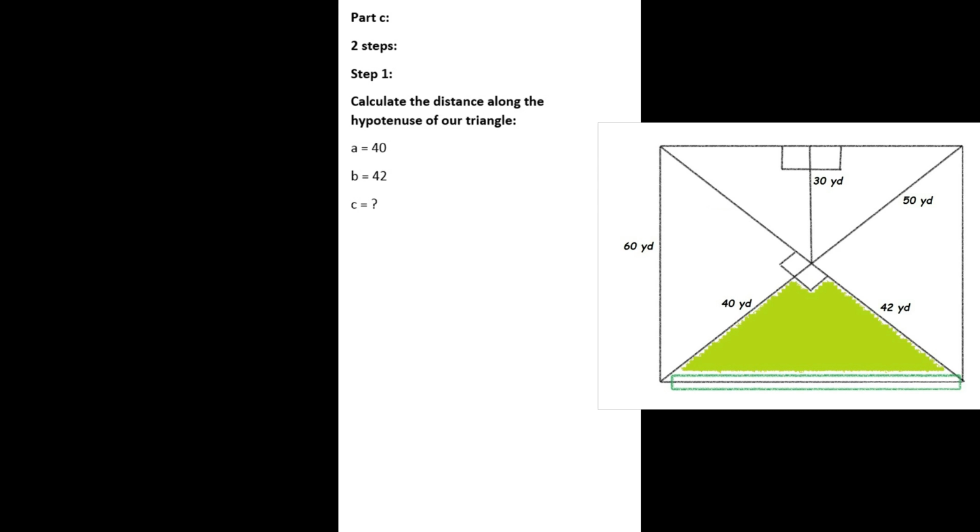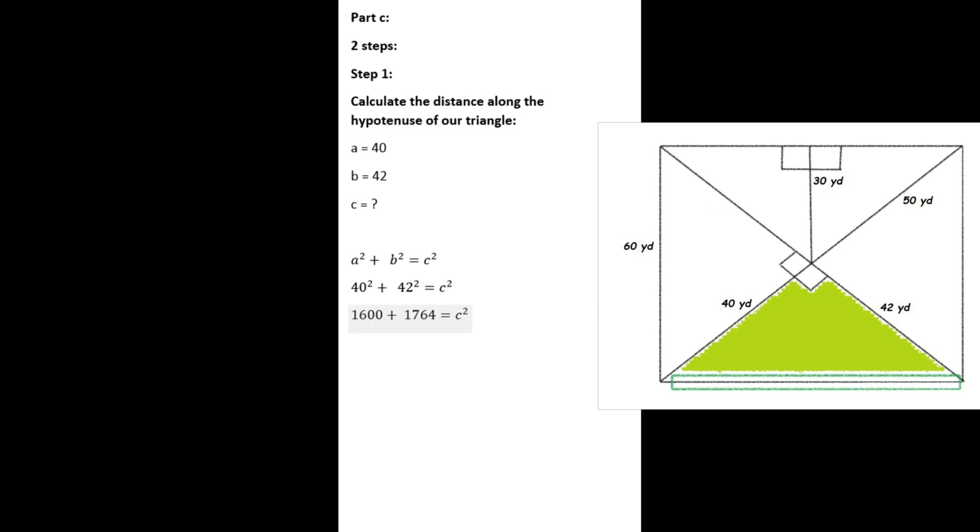Don't let the arrangement of a shape or a diagram throw you. Look for that right angle. If you notice, that green highlighted part is right across from that 90 degrees. That's always our hypotenuse, no matter what direction our right triangle is pointing.